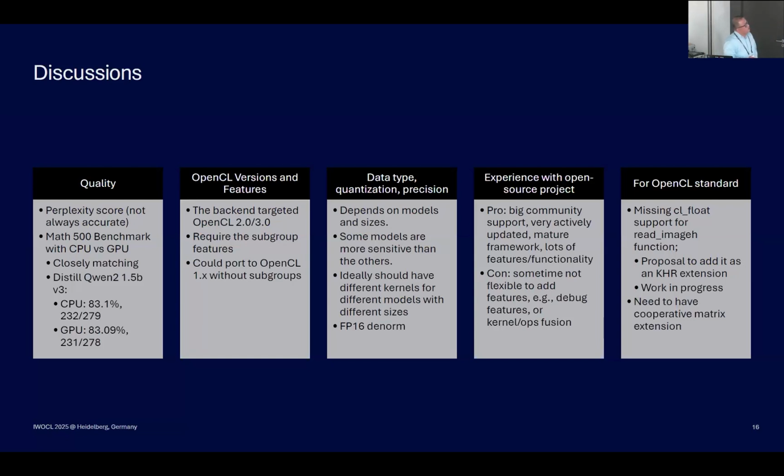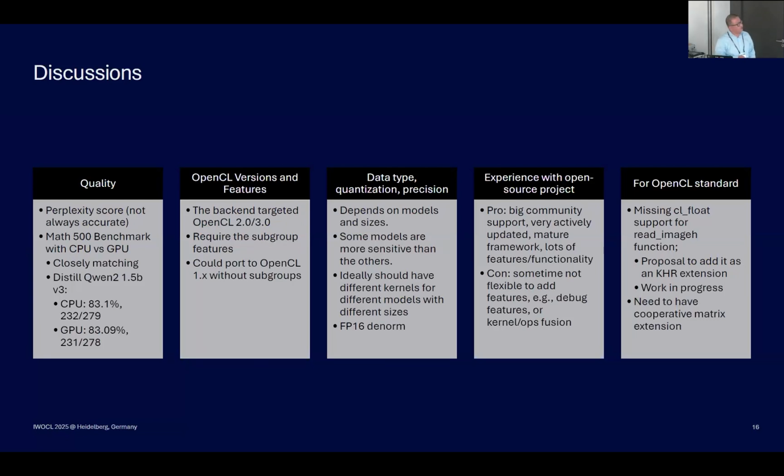And for the OpenCL version features, this work requires OpenCL 2, with some features like subgroup support. And for the Adreno optimized kernels, we require some Qualcomm extensions. We could port to OpenCL 1.x without subgroups, but that is still under discussion.